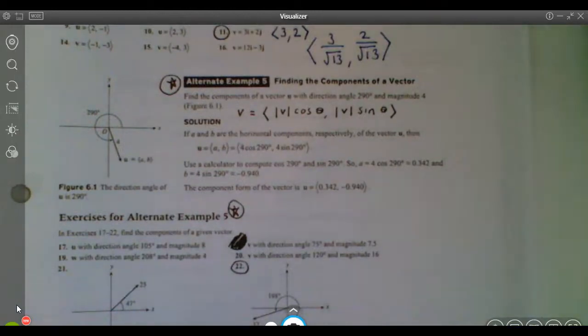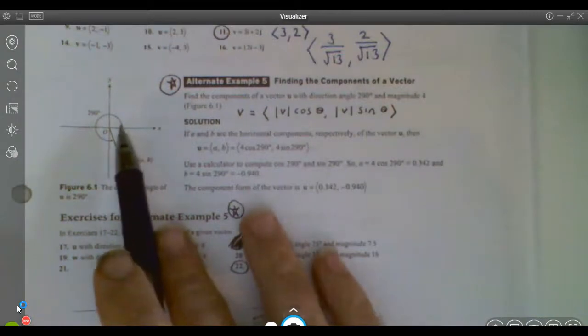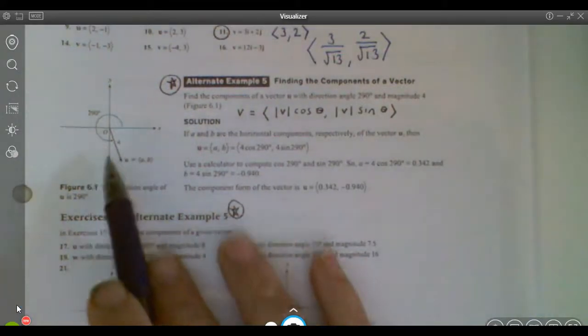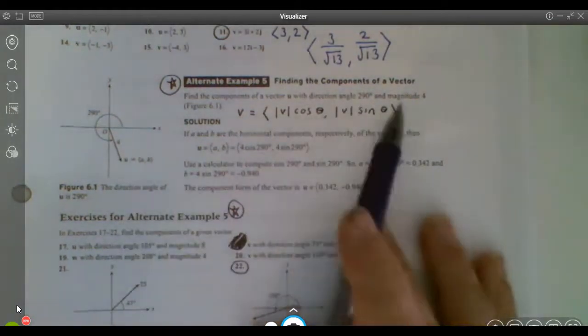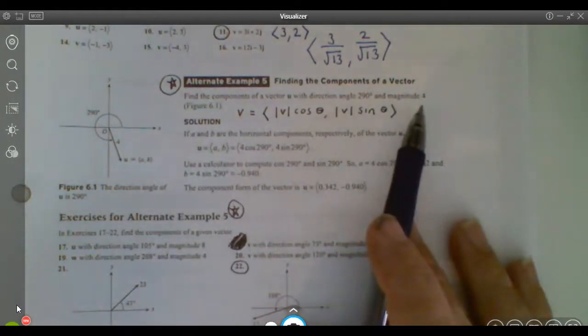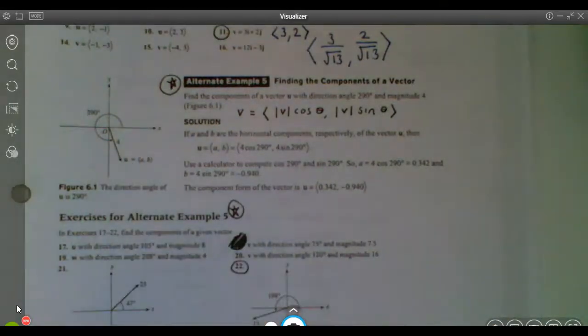And what they're telling us on this one is it has a direction of 290 degrees. So you can see where they drew that vector. So as we start at 0, go to 290 degrees, that's where the vector is going to be drawn. They also said it has a length or a magnitude of 4 units. So you can see how they labeled it with a 4 right there for its length. So we got to use that information to find our components.